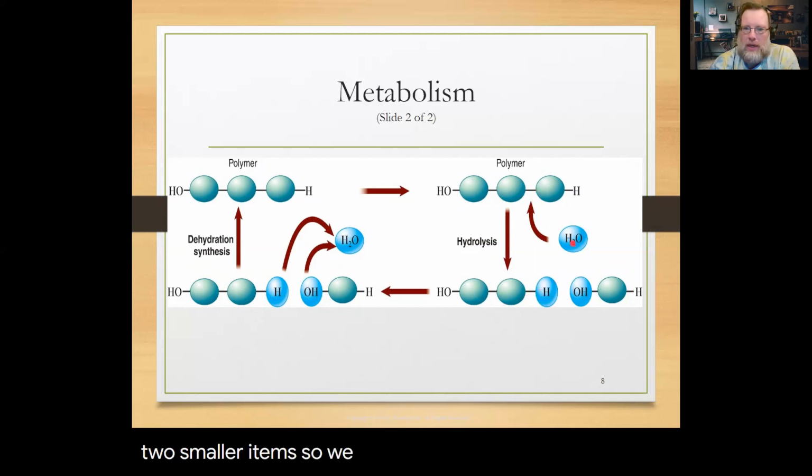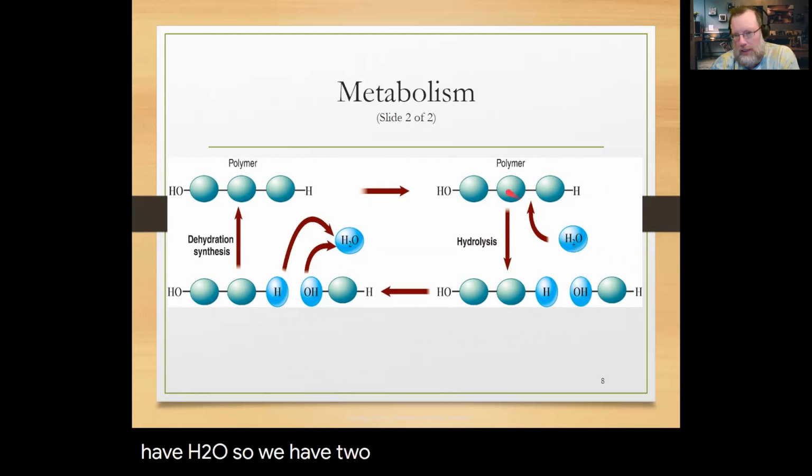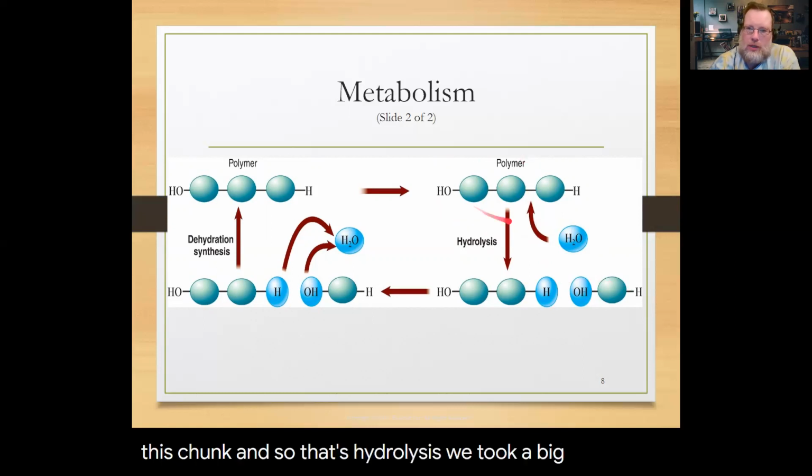So we see one of the hydrogens take over this spot here. And then we have this chunk left over that we broke apart. So we have H2O, so we have two hydrogens. One attaches to this chunk, the OH, the other H, and then the O attaches to this chunk. Okay, so that's hydrolysis. We took a big chunk, added water to it, and got two smaller chunks.